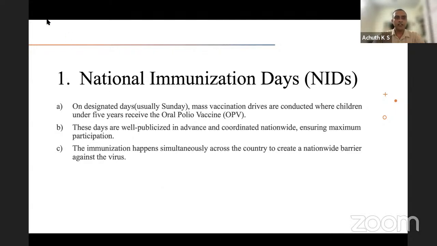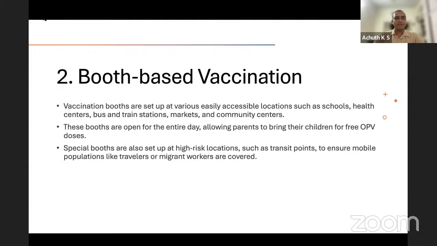That is, on one single day we have the national immunization program. Booth-based activities. What does it mean? Vaccination booths are set up at various locations such as schools, health centers, bus and train stations, markets, and community centers, where all the parents go with the children on Sundays, whether it could be an entertainment area or traveling. All these areas were covered on a single day.